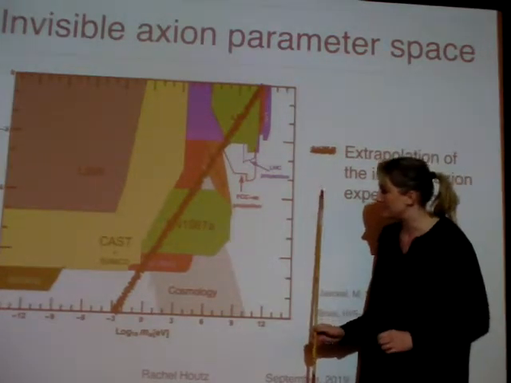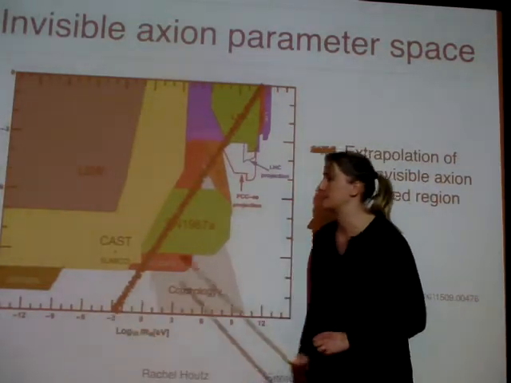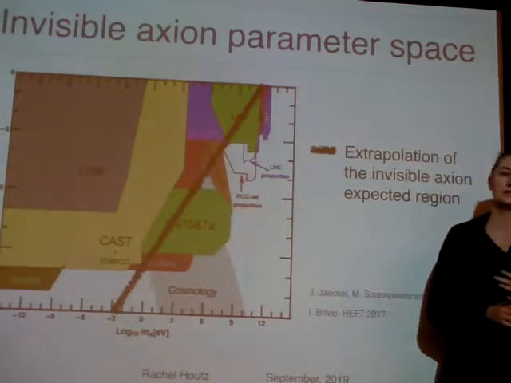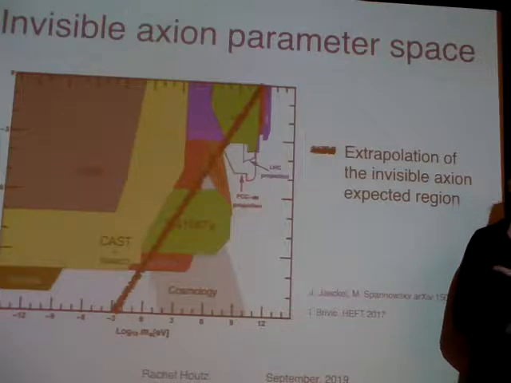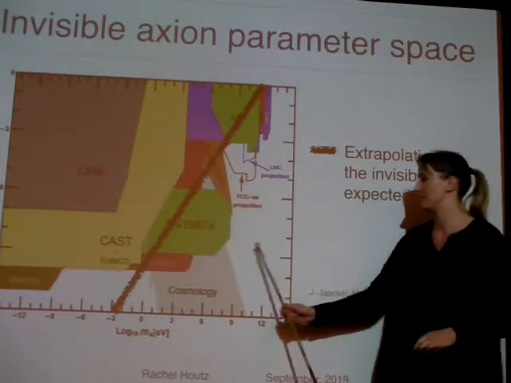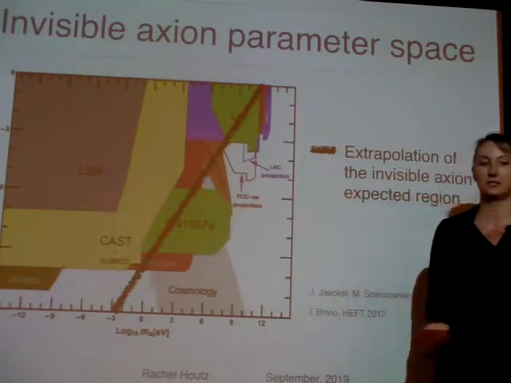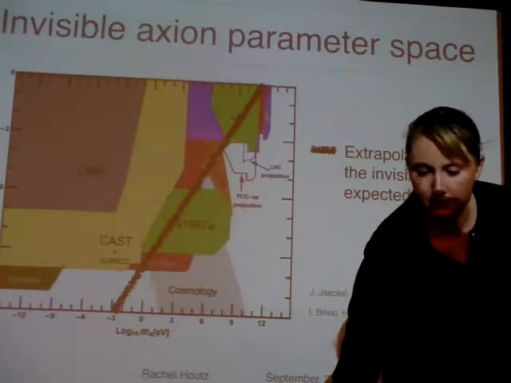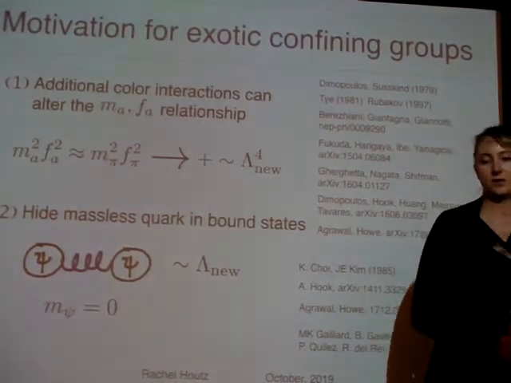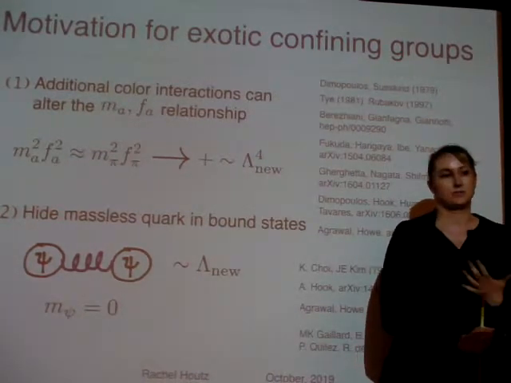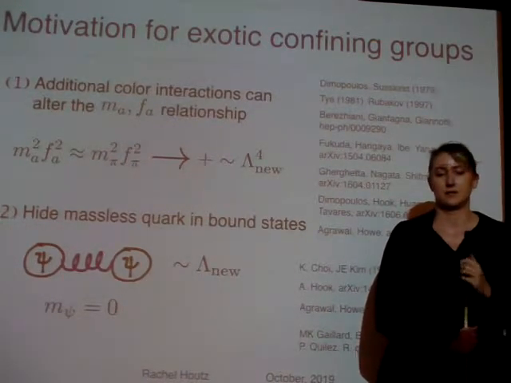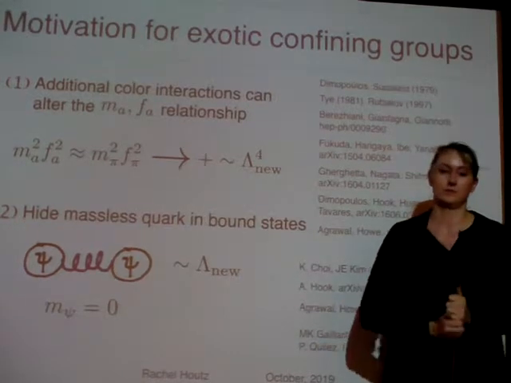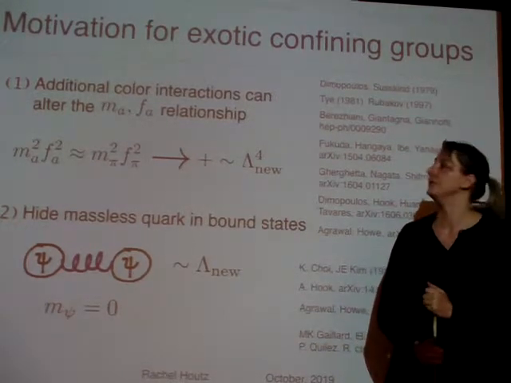And then people typically call this region that's off the line axion-like particles, though recently a lot of model building has shown that QCD axions could live in some of this white region. In particular, dynamical axion models can do this pretty well. And the way that they do this is often they introduce an exotic confining sector. So I think this is good motivation for exotic confining groups.